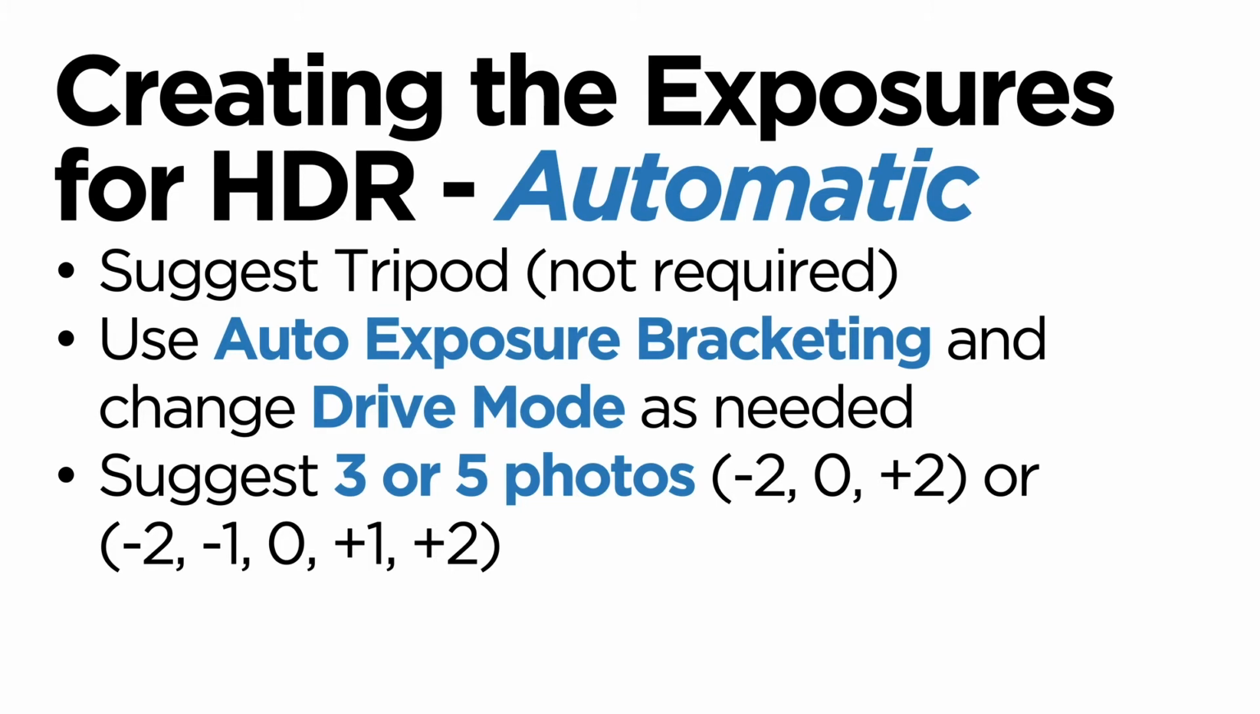-2, 0, +2. If you have a little bit older camera or an entry-level camera, you might do -2, -1, 0, +1, +2 if your camera does it. As you'll see in the video, the Canon Rebel that I have access to only does 3 photos, and it can do maximum -2 to +2.